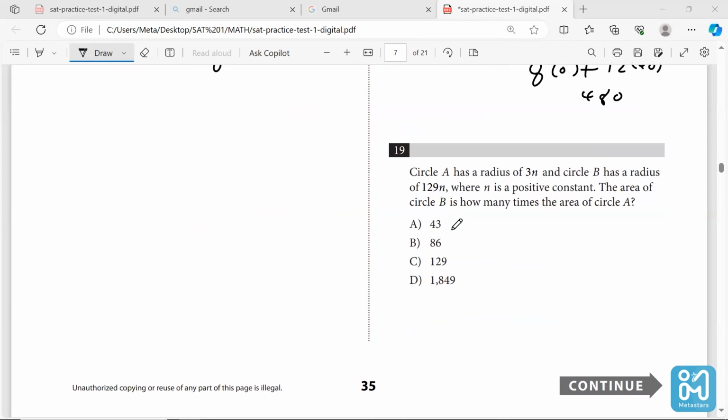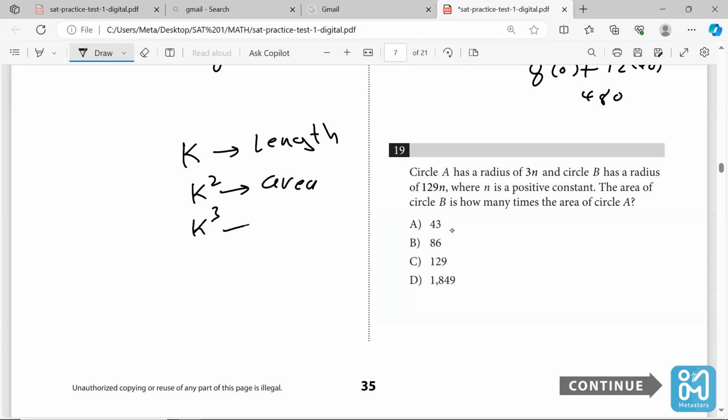Question 19. Before we start question 19, guys, we have something we call scale factor. Scale factor, talking about k. If I have k, it represents length. This is the scale, or factor, between the two figures. When I have k squared, this represents the area. And k cubed, this one is for what? The volume. Okay?